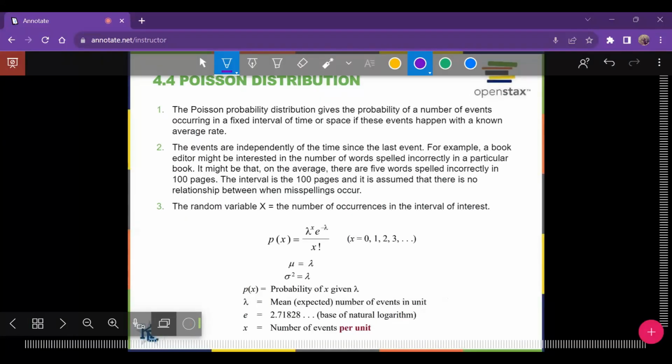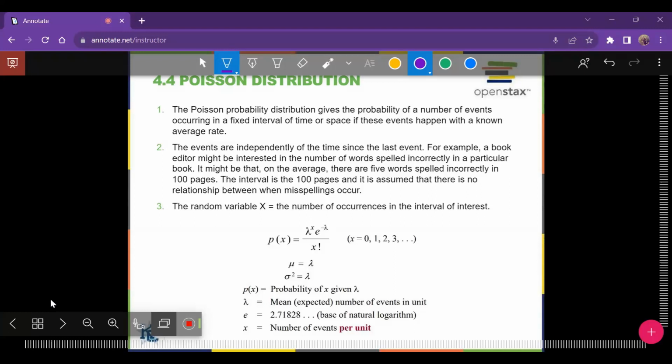The next type of distribution we're going to look at is the Poisson distribution. The Poisson distribution is a lot like the binomial distribution, but instead of looking at just one time, like x equals 15, we're looking at things over a particular time period.